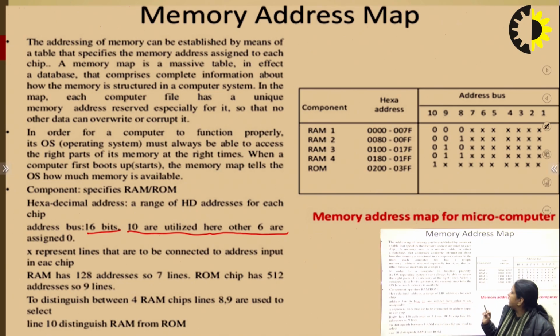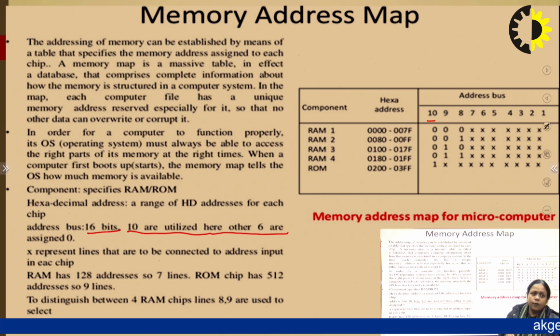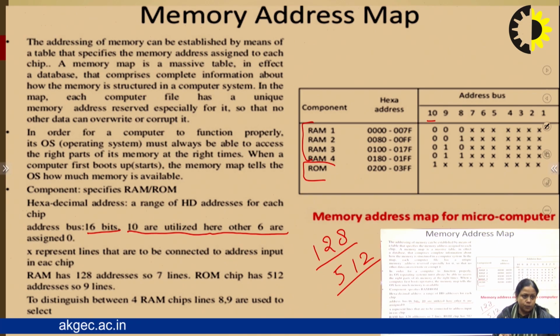So you can see here in this diagram, this table, we are using 10 address lines. For the RAM we have 4 RAMs, because the size of one RAM chip is 128. That's why for the 512 we require 4 RAM chips, and only one ROM chip, because the size of the ROM is 512, and one ROM chip is of size 512. So we are using only one ROM chip here.